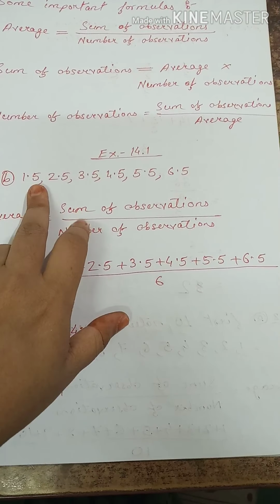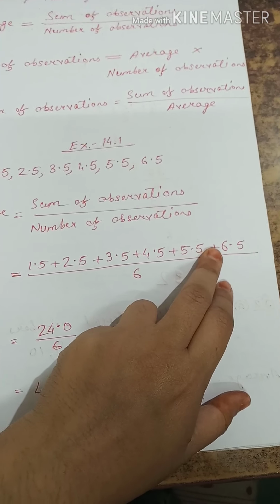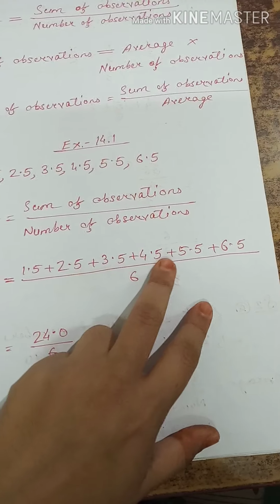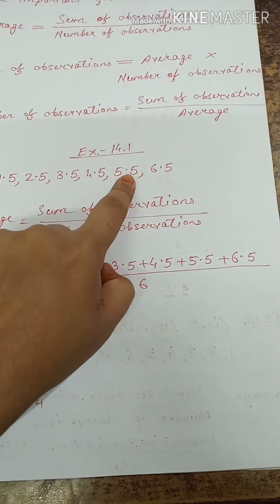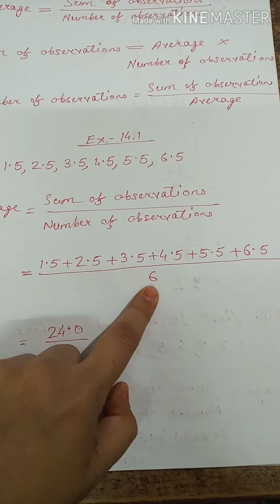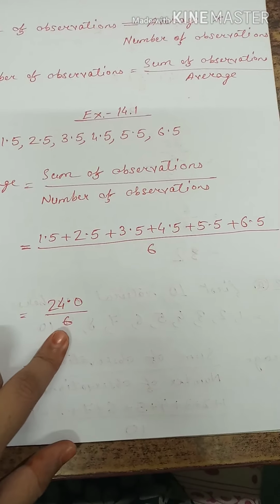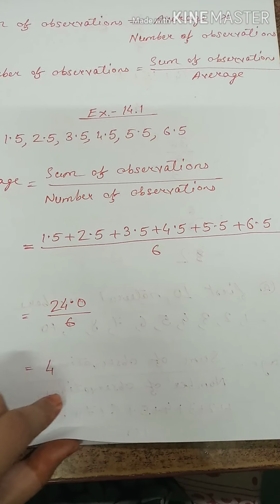Equals all the observations we have written with plus signs. We will find the sum of these observations divided by how many observations there are: 1, 2, 3, 4, 5, 6. So divided by 6. After adding all the observations, we get 24.0 by 6. Now 24.0 means 24 itself. So it is 24 by 6 equals 4.